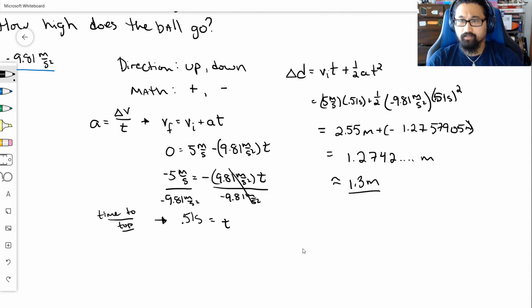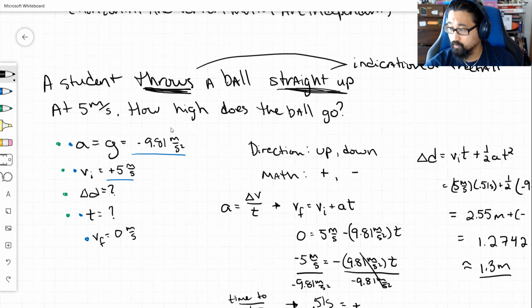Which kind of makes sense. 5 meters per second is fairly slow for a ball. 1.3 meters is not that high. It's like 4 feet, 4.5 feet, give or take. So that's not that high. But the key here was twofold. One, we threw the ball straight up at a speed.